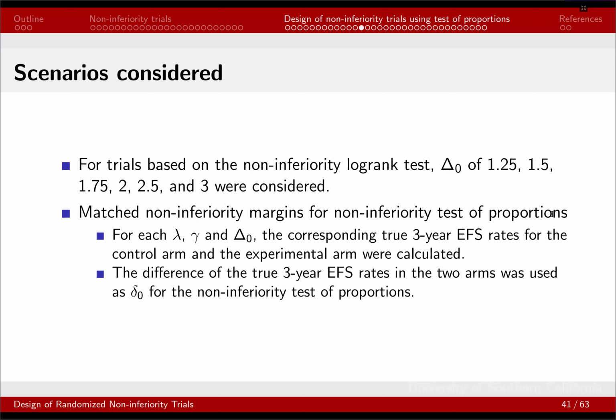When we do tested proportions, we matched non-inferiority margins so that the two test methods are comparable. To do that, for each lambda, gamma, and delta 0, we calculated the corresponding 3-year EFS rates for the two arms. And then we take the difference of the 3-year EFS rates between the two arms, and that is used as the non-inferiority margin for tested proportions.